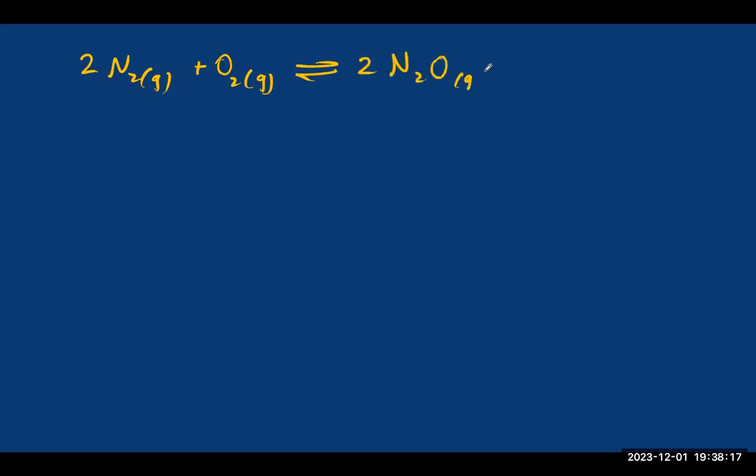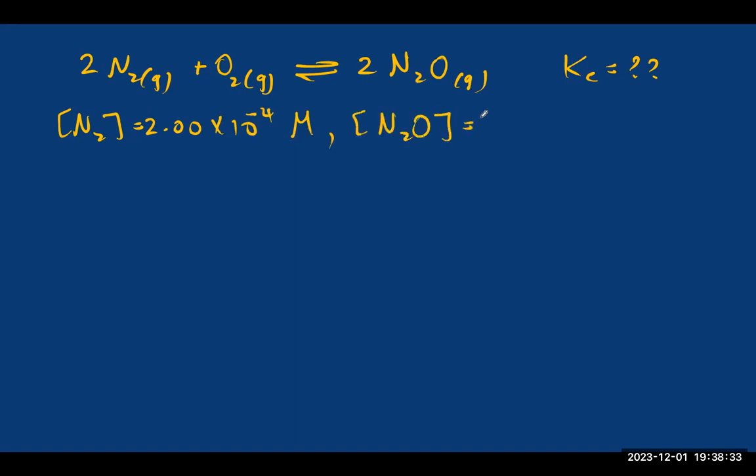So here we have a chemical reaction, which is 2N2 gas. This one will react with oxygen, and the product will be N2O gas. For this reaction, we need to calculate Kc, so it's unknown, and the givens are the concentration of N2 equals 2 times 10 to the negative 4 molar, and the concentration of N2O equals 0.2 molar, and the concentration of oxygen gas equals 0.00245 molar. So how to solve this question?